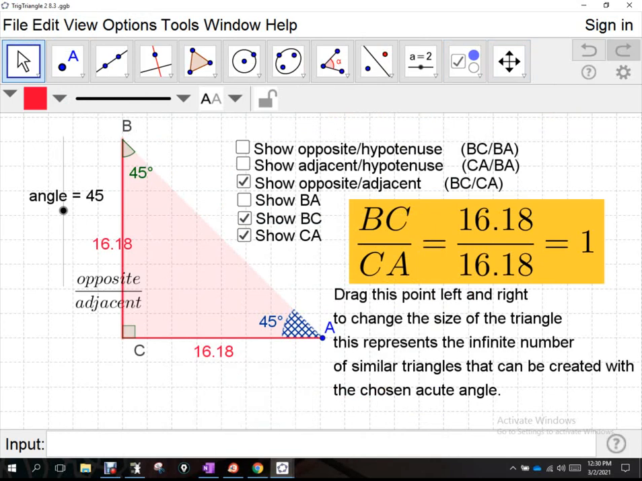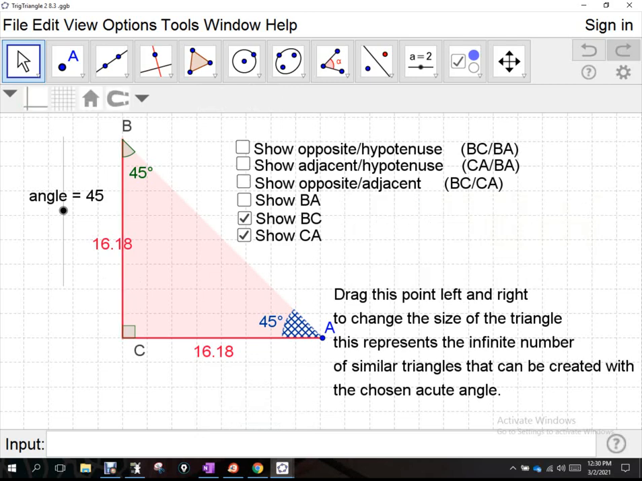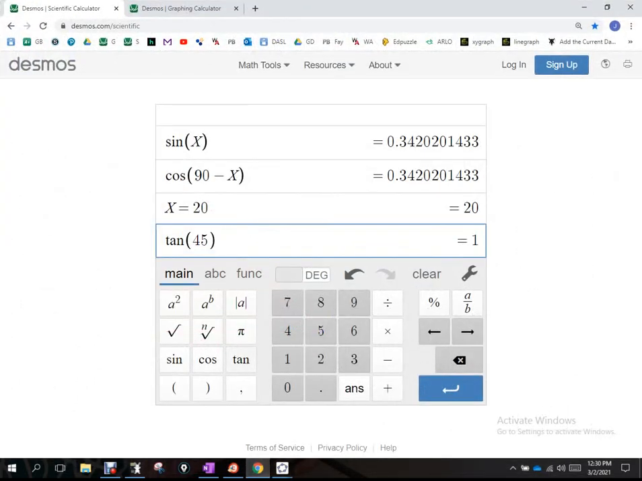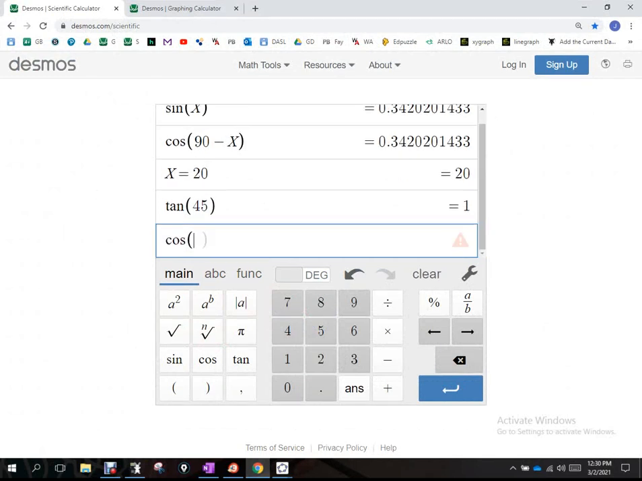Okay, so let's do a different one. Let's go with those two. Right now we've got the adjacent and the hypotenuse highlighted, right? The adjacent and the hypotenuse. Which trig ratio uses adjacent and hypotenuse? Cosine. So I'm going to come to Desmos real quick. I'll just get that star, type in cosine of 45. It gives me 0.707.